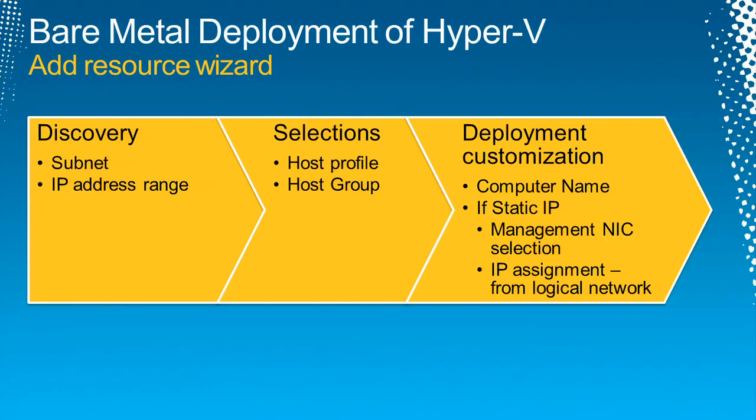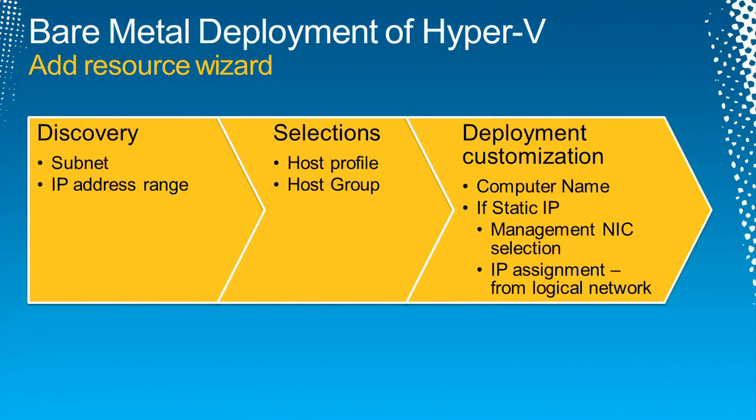So after you create the host profile, we're going to go through the add resource wizard. And in this add resource wizard, essentially, you discover the resource through out-of-band management. We're going to make some selections. You may have multiple host profiles, and those multiple host profiles may be for static IPs or DHCP IPs, however you want to customize your host profile. And you may have ones that are specific to specific hardware vendors. So you select the host profile, you select the host group you want to provision in, and then we're ready to deploy it out. And we go through that deployment process.